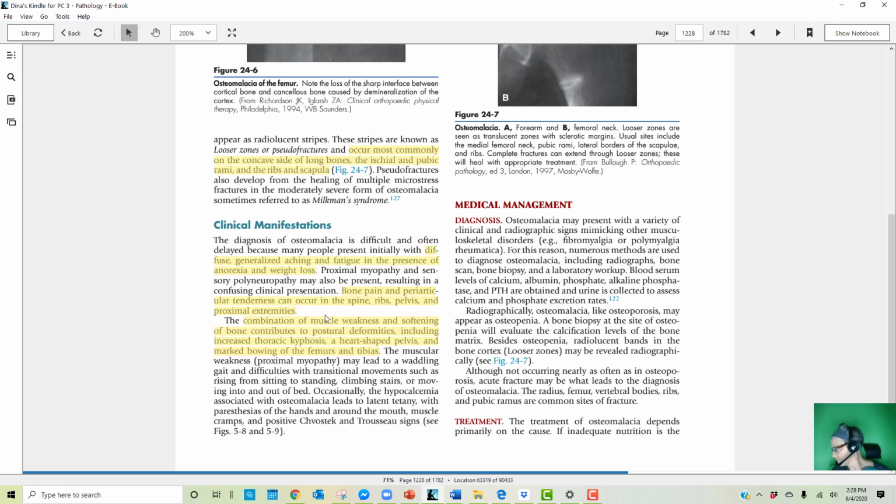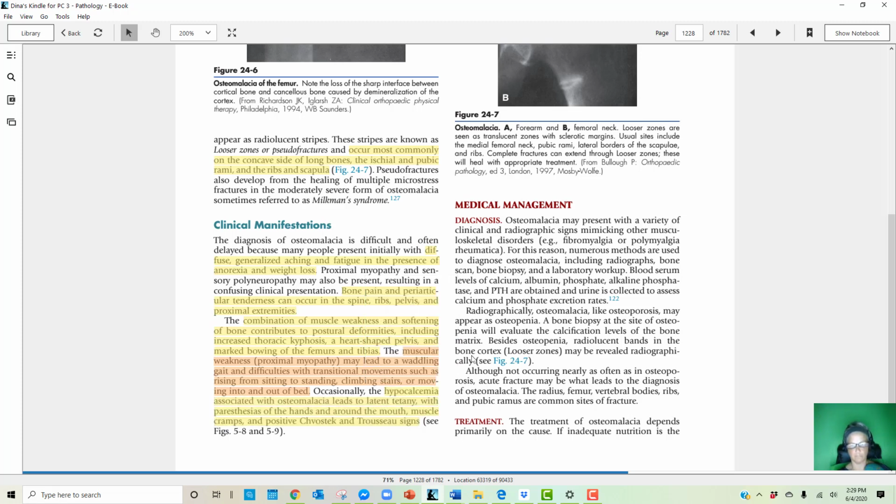The muscular weakness, proximal myopathy, may lead to a waddling gait and difficulties with transitional movement, such as rising from sitting to standing, climbing stairs, or moving into and out of bed. Occasionally, the hypocalcemia associated with osteomalacia leads to latent tetany, with paresthesias of the hands and around the mouth, muscle cramps, and positive Chvostek and Trousseau signs. See figures 5.8 and 5.9.